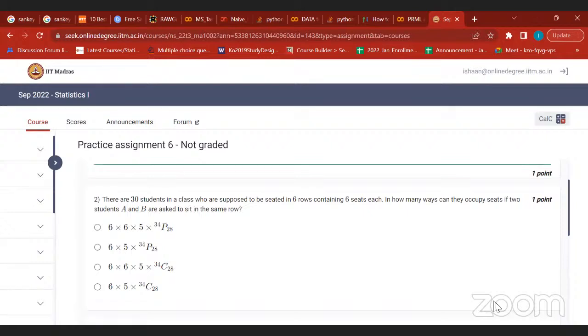Try to go by the EMQ approach. Try to identify the steps and whether order matters or not. You will be able to get an idea of permutation or combination. Because 34C28 is nothing but selecting 28 seats out of 34. But I also need to arrange the students on those 28 seats, right? Okay, only then I will get the answer.